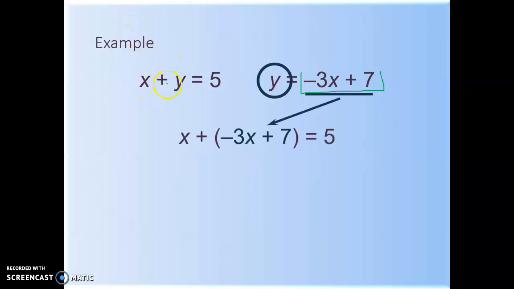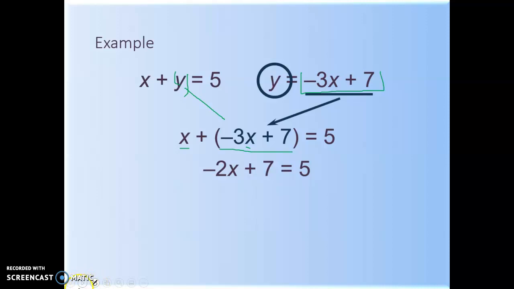And so we have x plus, and instead of y, we can substitute this y equals negative 3x plus 7 into this other equation for y. So we're subbing one known value into another equation. What that does is eliminate the y completely, and now I have only two variables, and they're both x's. So I know that I'll be able to combine those because there will be some like terms.